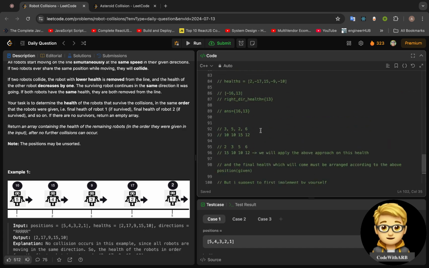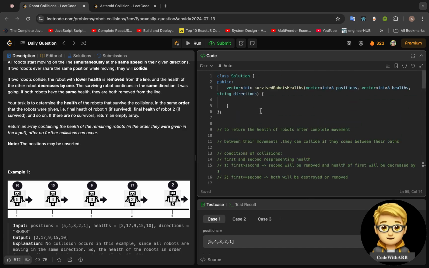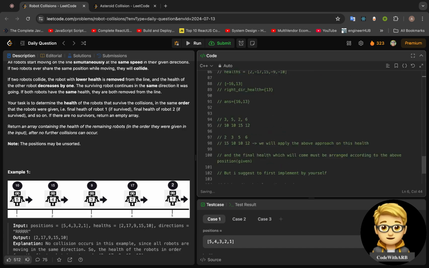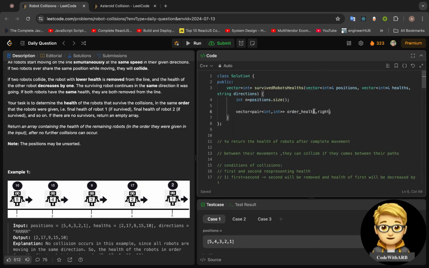So the first thing is that we need to arrange the positions of health in sorted order, right. So we will just see the positions dot size, right. Now I will take a pair to rearrange the health, so I will take ordered health. Also, I need a vector to store the right direction health, so I will also take a right direction health, right.